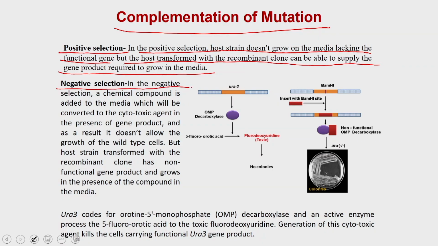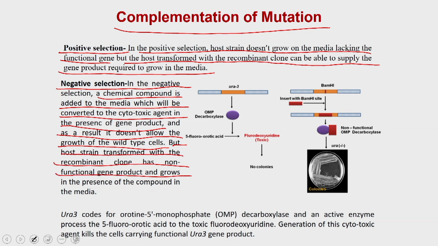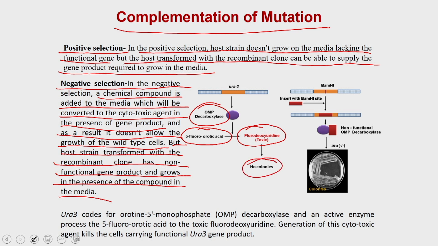Whereas in the case of negative selection, a chemical compound is added to the media which will be converted to a cytotoxic agent in the presence of the gene product, and as a result it does not allow the growth of the wild type cell. But the host strain transformed with the recombinant clone has a non-functional gene product and grows in the presence of the compound in the media. A classical example is OMP decarboxylase, which processes 5-fluoroorotic acid to 5-fluorodeoxyuridine, and 5-fluorodeoxyuridine is a toxic compound. So it is going to kill the yeast cells, and that is how it is not going to form any colonies.